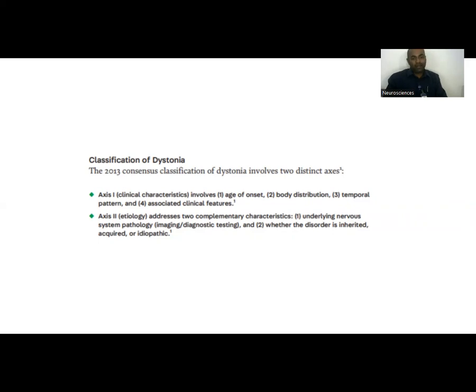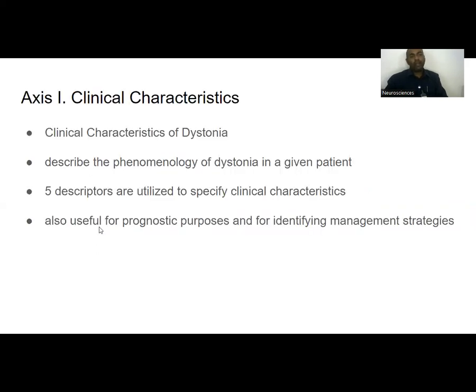That can be, is there any underlying nervous system pathology, or if it is inherited, acquired, or idiopathic. So we will come to the axis classification, the axis 1 and the axis 2. The axis 1 is the clinical characteristics. So it describes the phenomenology of dystonia in the given patient. And 5 descriptors are used to specify the clinical characteristic. And this axis classification is also used for prognostic purposes and for identifying management strategies.